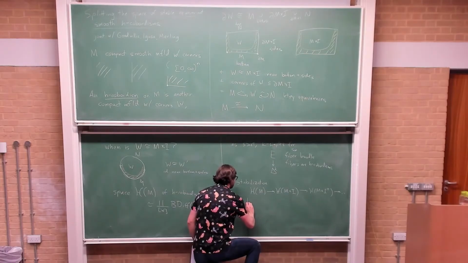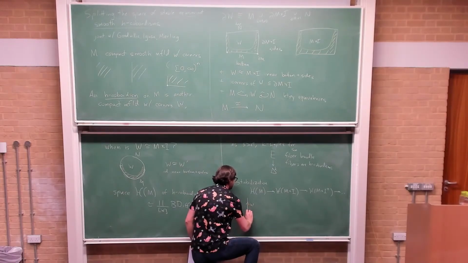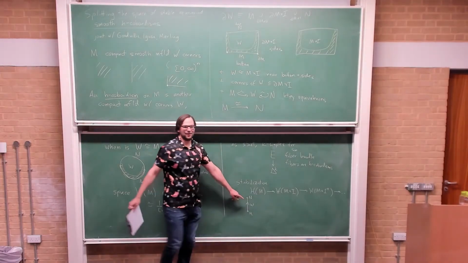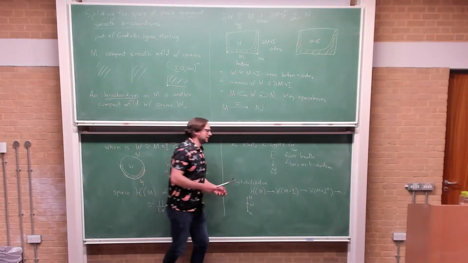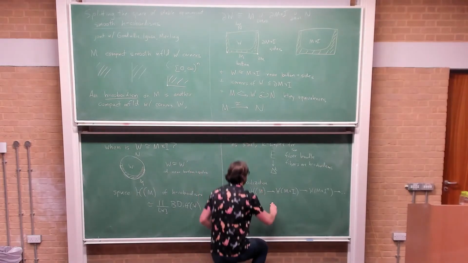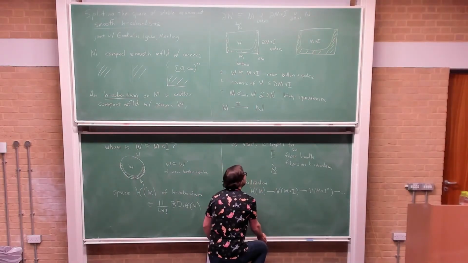So what is the stabilization? Now let's drop the dimension of our pictures by 1. That's a cartoon of a cobordism W from M to N. So the stabilization multiplies that cobordism by I.